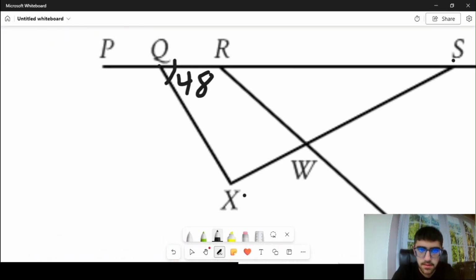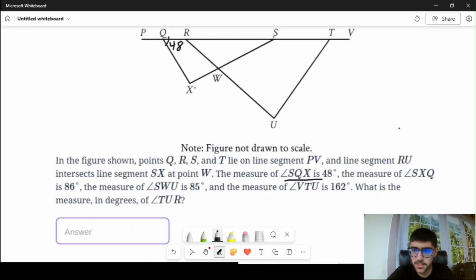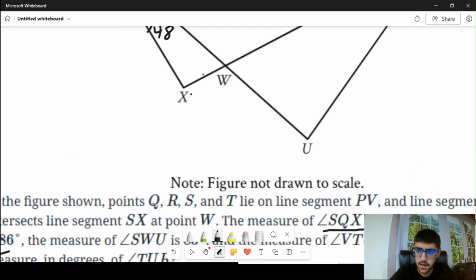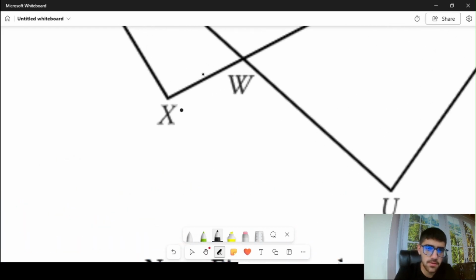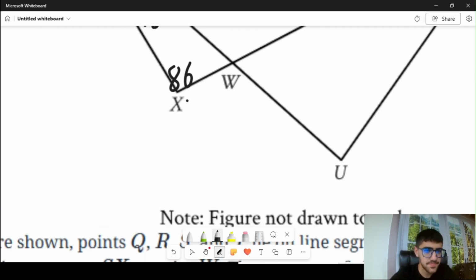48. What else are we told? We're told that the measure of SXQ is 86. That's the next part. So we start S, X, and then Q. We get 86. So this one is 86.